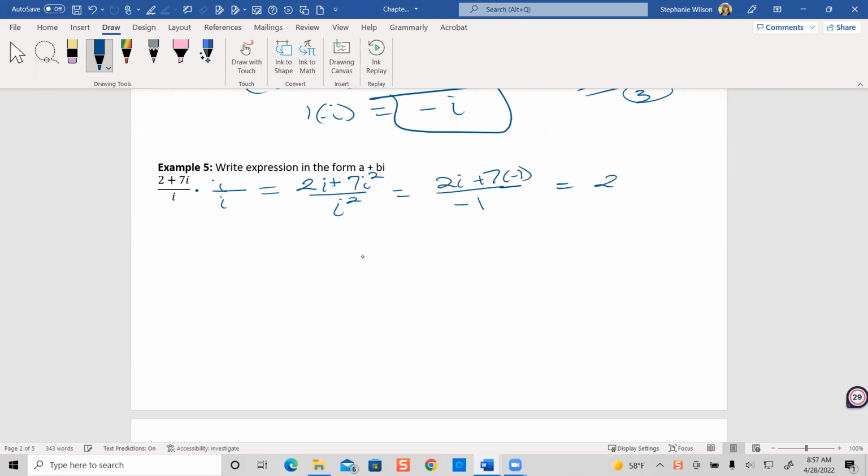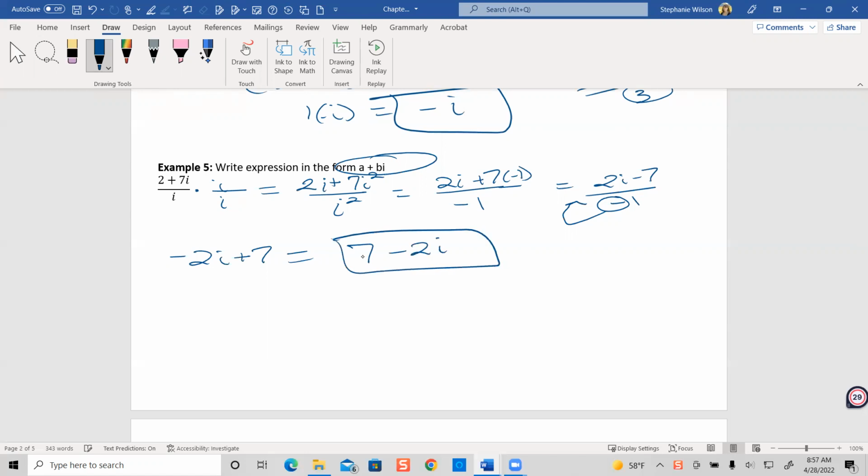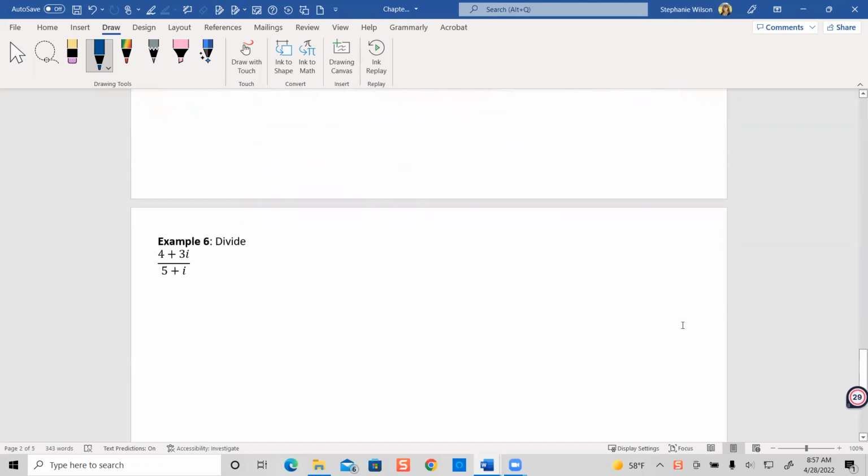So now I have 2i plus 7 times negative 1. Let's rewrite it: 2i minus 7 over negative 1. Now I'm going to take this negative sign and bring it to the top and distribute it. So I get negative 2i, and then negative times negative gives me a positive 7. However, we need to write it in the standard form of real plus or minus imaginary, so I'm going to say 7 minus 2i. And that is my answer there.